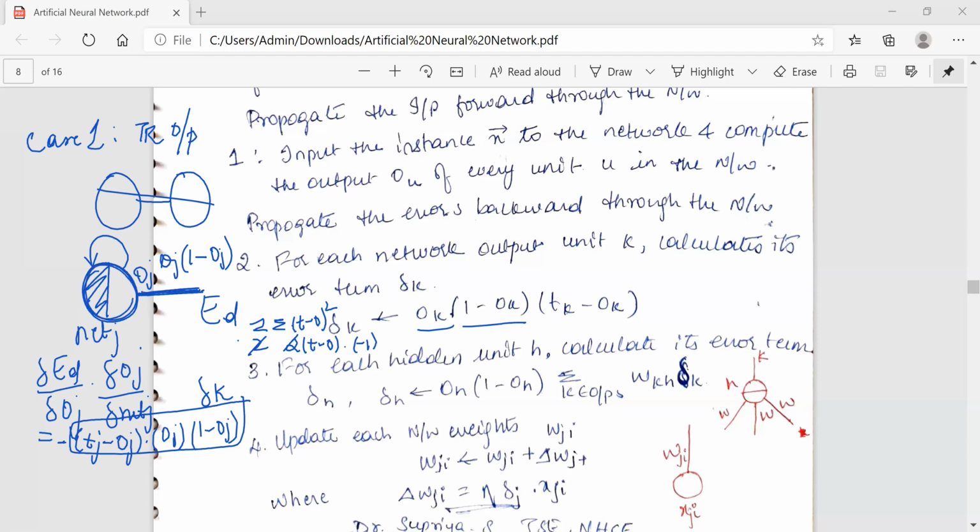Along with that, I have to get this value. The value of this was Tj minus Oj, which is Tk minus Ok. When I consider J equal to K and substitute the value of that, I will get this equation, which is delta K. So basically it was minus delta K for the output neuron that we take out. So this is for the output unit. The next one was for the hidden unit.